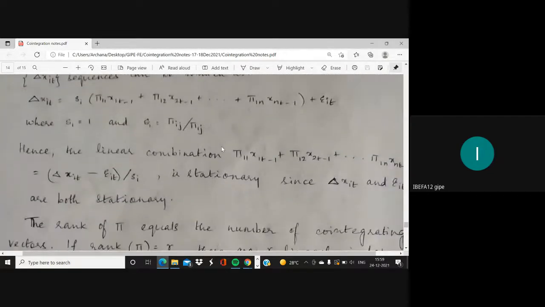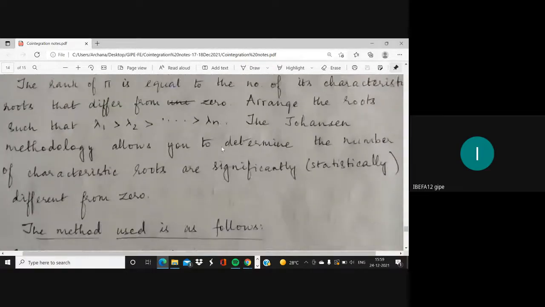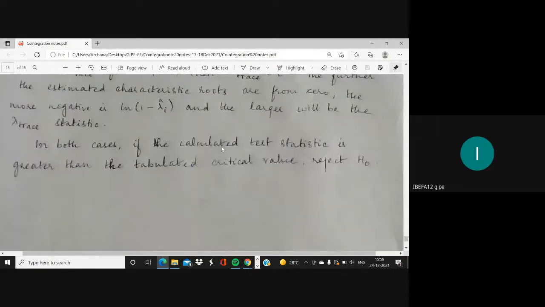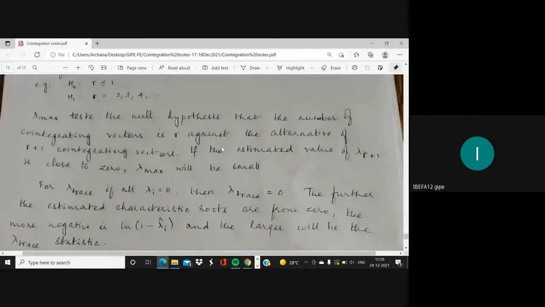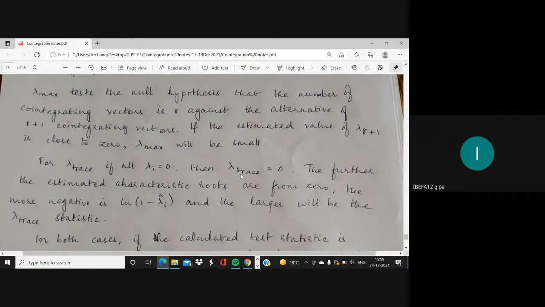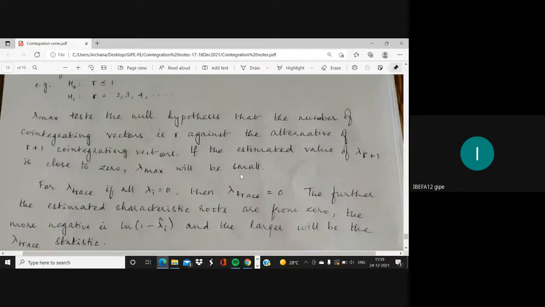Once we do the practicals, you'll understand better exactly how this is used. So here lambda max tests the null hypothesis that the number of co-integrating vectors is r against the alternative of r plus 1 co-integrating vectors. If the estimated value of lambda r plus 1 is close to 0, then lambda max will be small. This you can see very clearly from the way the statistic itself is calculated.